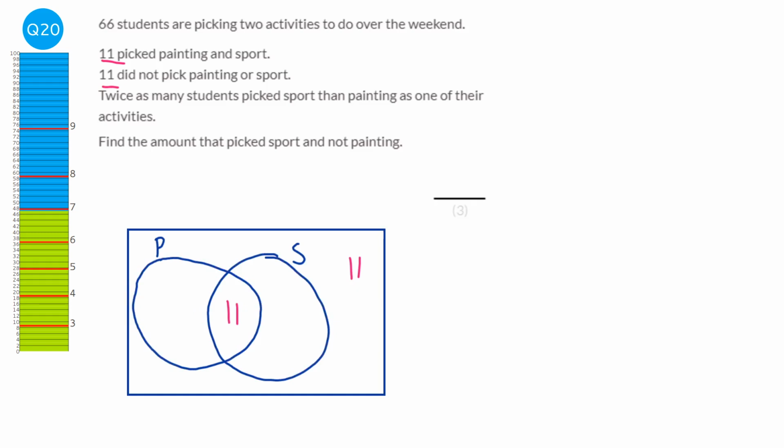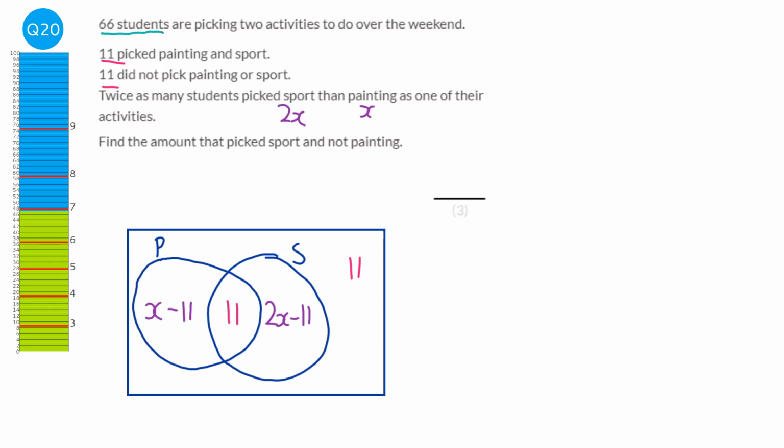Now, what we can do is we can say, okay, so if the painting we label as x, then the sport will be 2x. But if you look, we've already got a number in the sport, that 11 there. So in algebra, this will be 2x, take away the 11 that we already know about. And the painting is the same. We know the whole thing is x. So we're just going to take away the bit we know there, which is the 11, and it will be x minus 11. Now we know that there are 66 students in total.